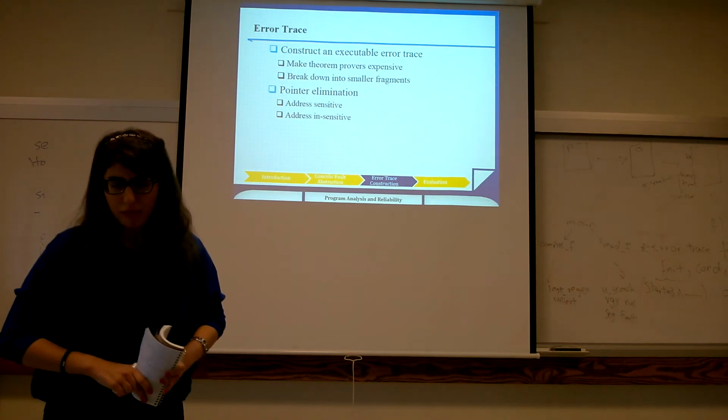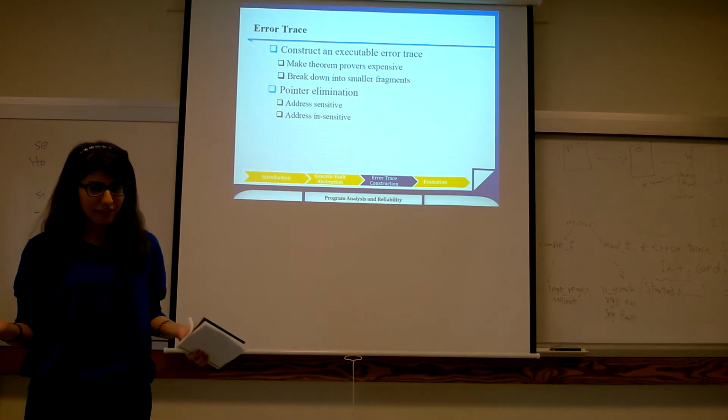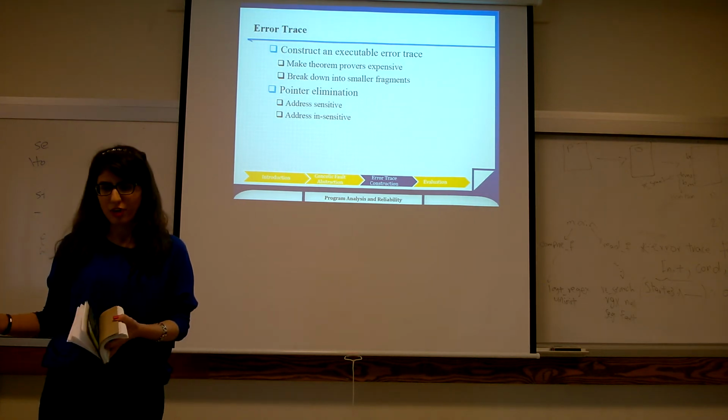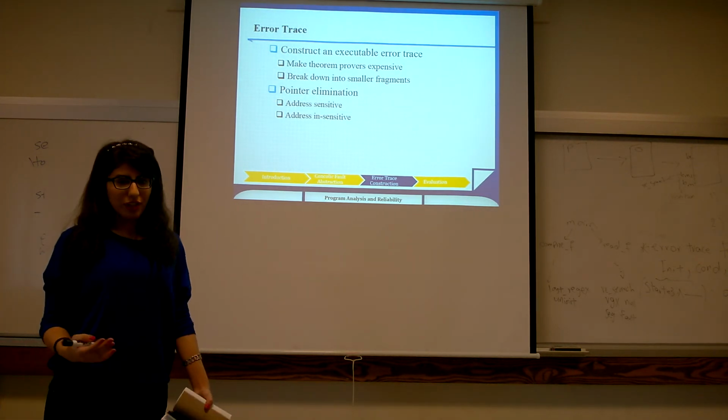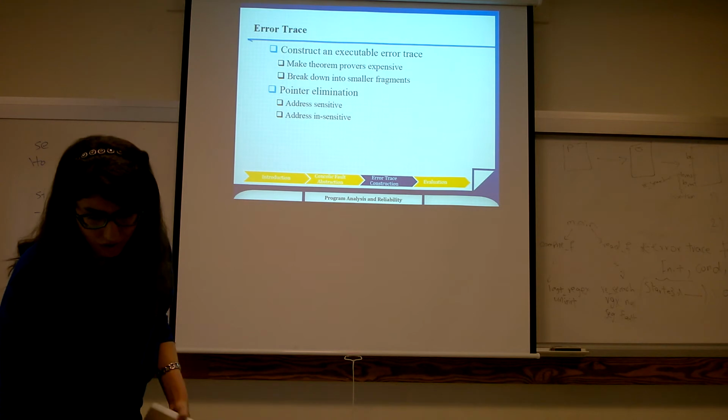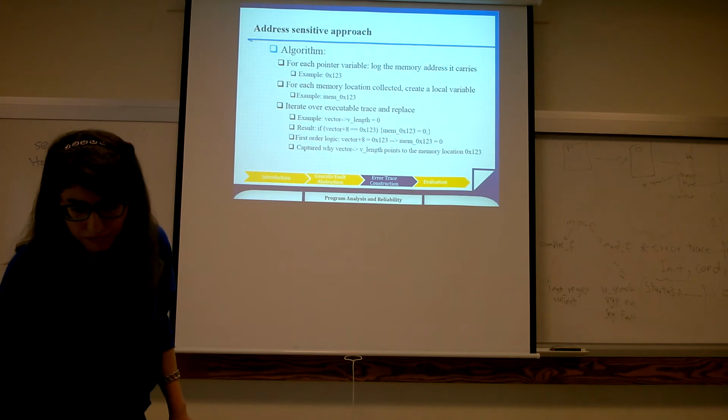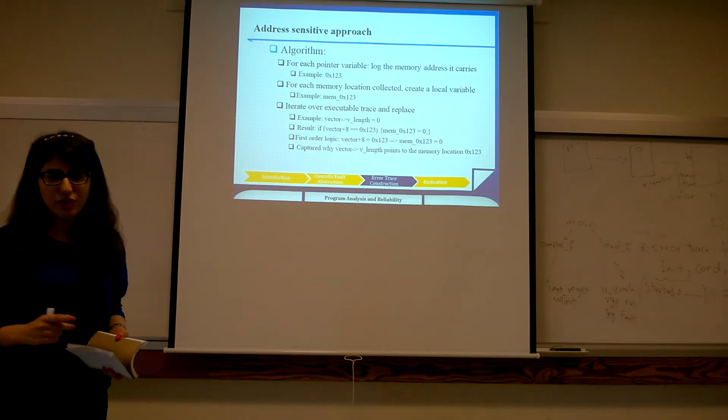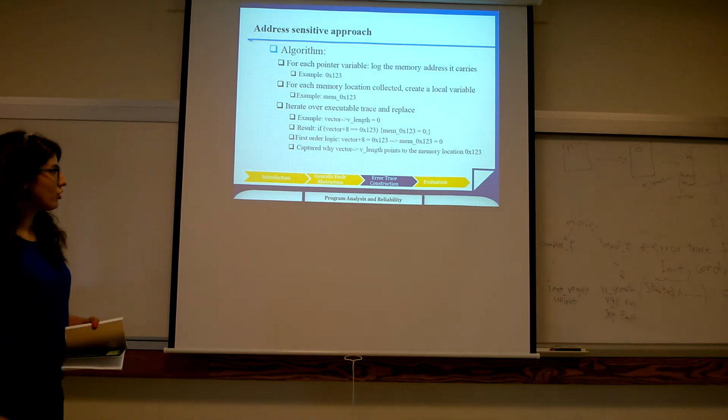So okay, up to now we had this executable error trace. We break it down to smaller fragments. Now we want to do the pointer elimination, which we had two approaches for. Okay, let's first go through the address sensitive approach.